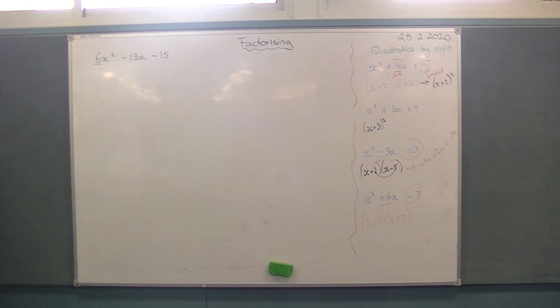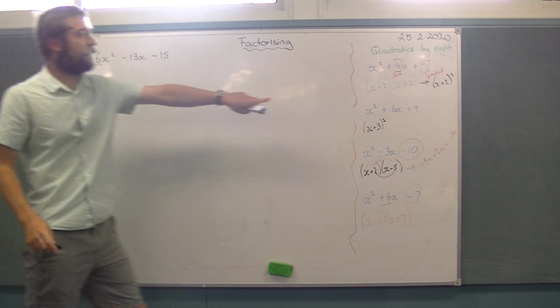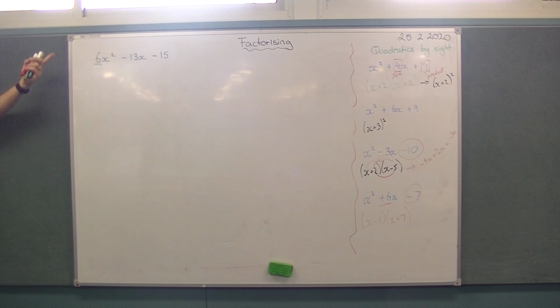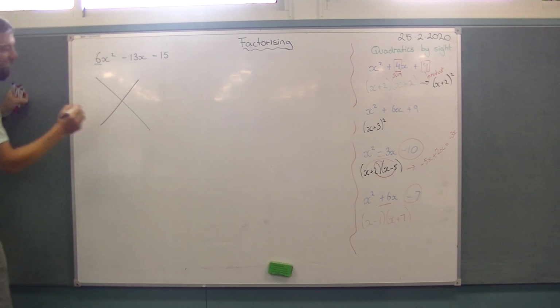So if you ever see a coefficient of x squared, like in this case, you can't factorise it by sight unless you take a couple of extra steps. So our first check: is there a common factor between 6, 13 and 15? No. So I have to deal with it by multiplying the 6 by the 15. I set this up slightly differently to Mr. Cinder, but it's the same process in the end.